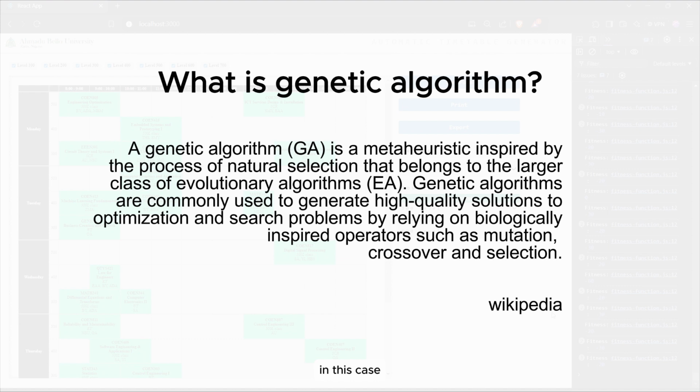In this case, the genetic algorithm takes into consideration various constraints like venue availability, lecturer schedules, and course requirements. It then evolves a timetable that optimally fits all these constraints. This approach significantly reduces the chance of conflicts and errors that are common with manual scheduling.